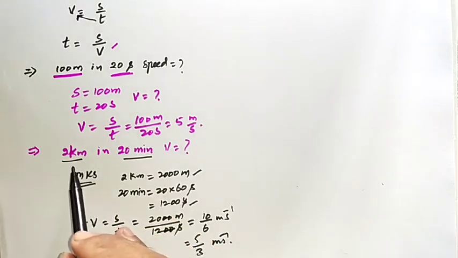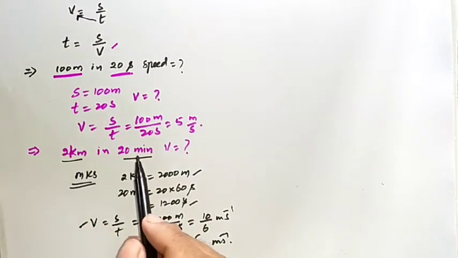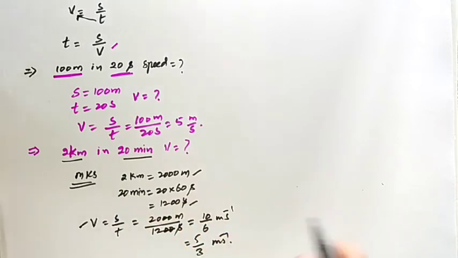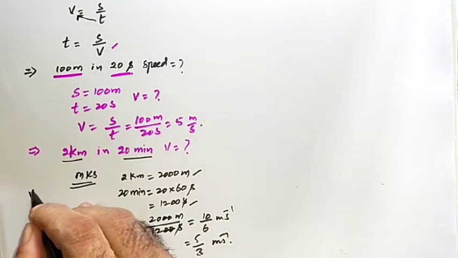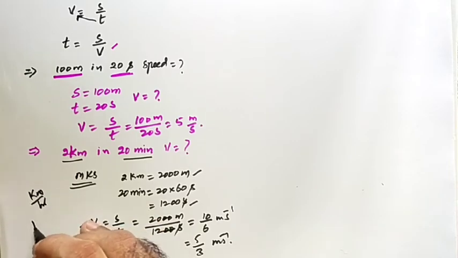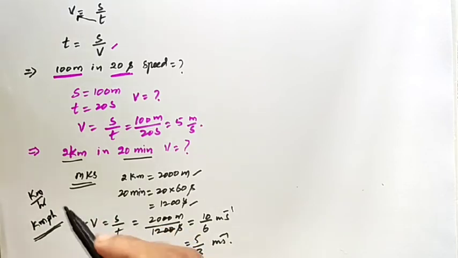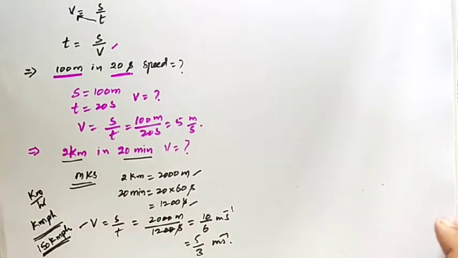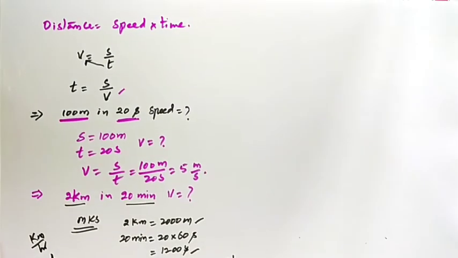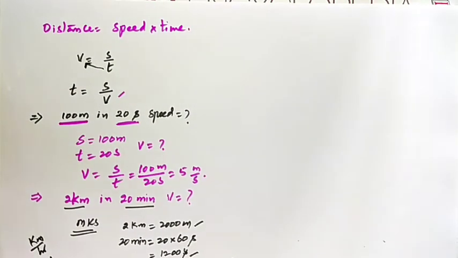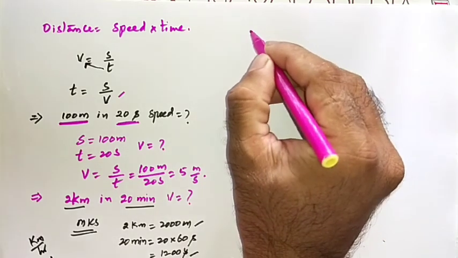If the given data is not in MKS or the same system, then you need to convert it into MKS. Clear? Here kilometer per hour can be written as kmph also. Don't worry, don't get confused. kmph is nothing but kilometer per hour. For example, the speed of the ball is 150 kmph. You might have seen that in commentary, right? So kmph is nothing but a unit of speed.